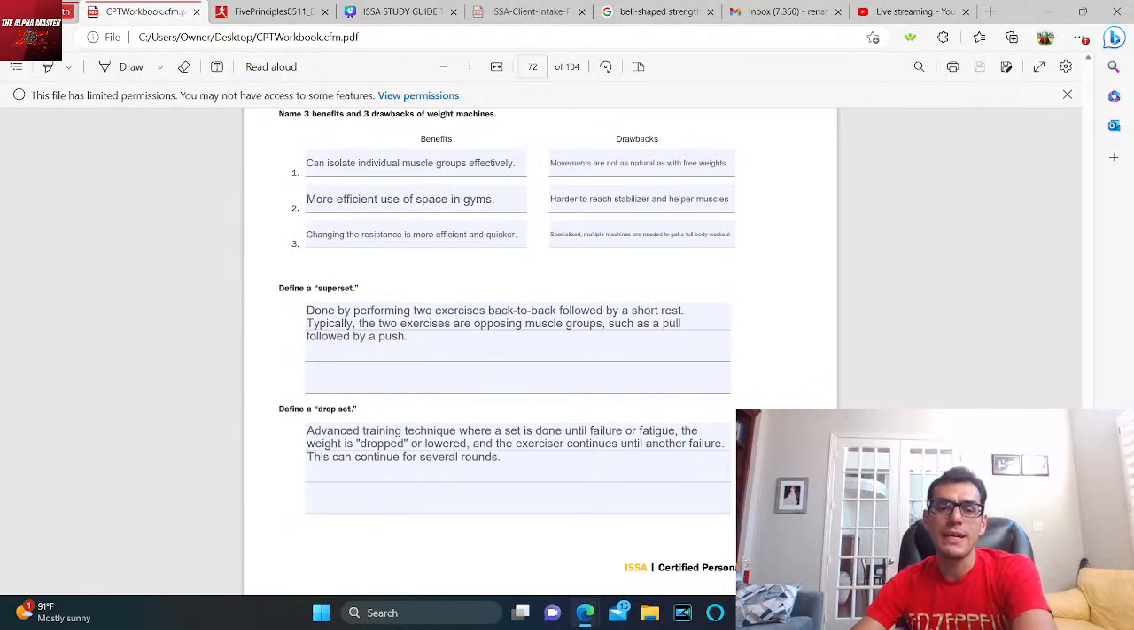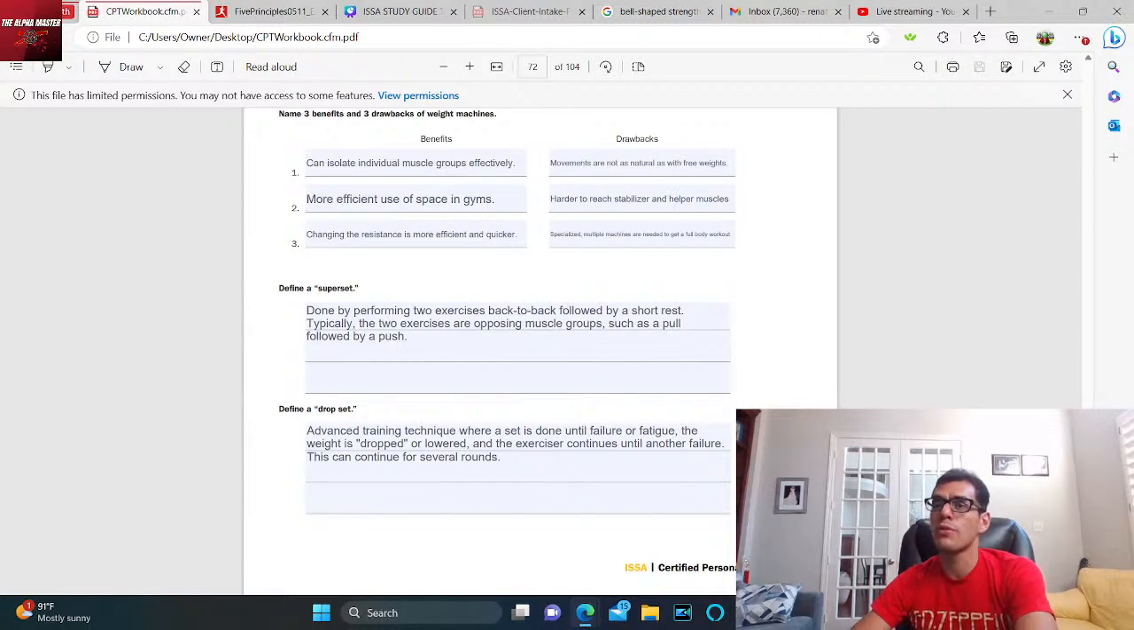And a drop set is an advanced training technique where a set is done until failure or fatigue. The weight is dropped or lowered and the exerciser continues until another failure. This can continue for several rounds.